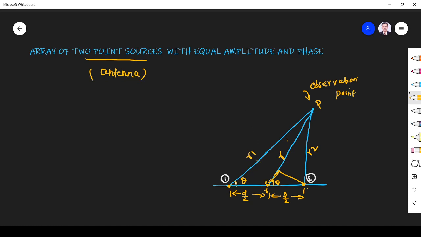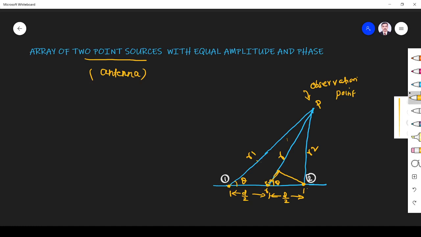Okay, you see here we have 2 point sources, point source 1 here, point source 2 here, and this is a reference R. Okay, so we want to observe the radiation at this point P, which is far away from antenna 1 and 2, right?